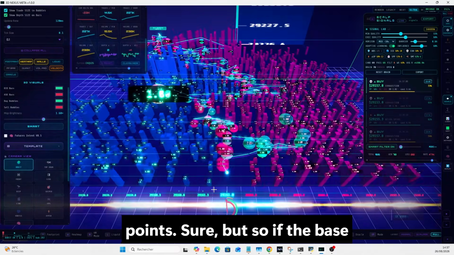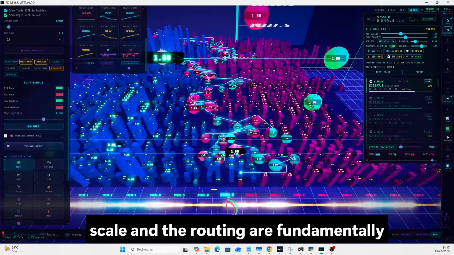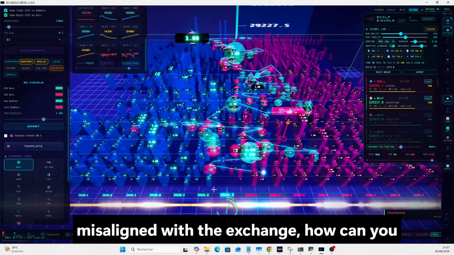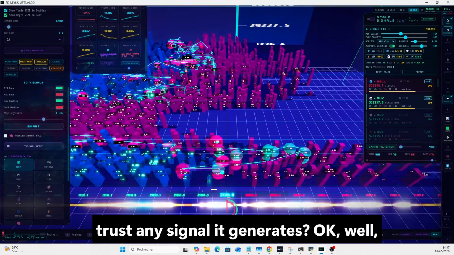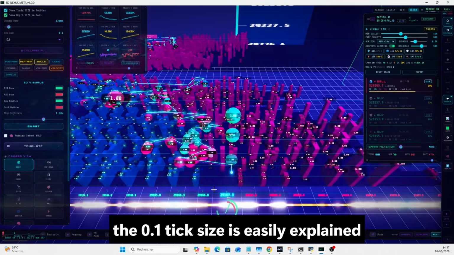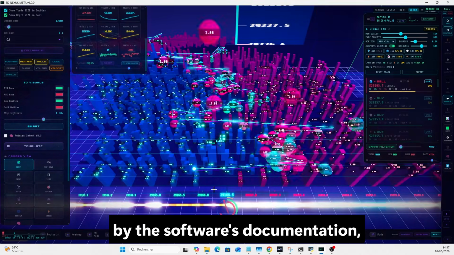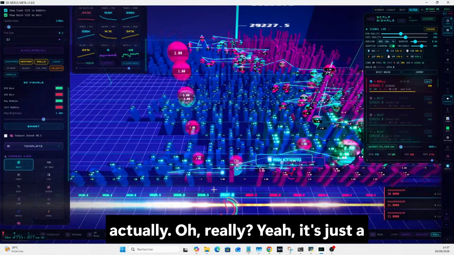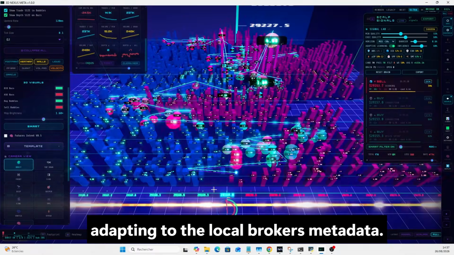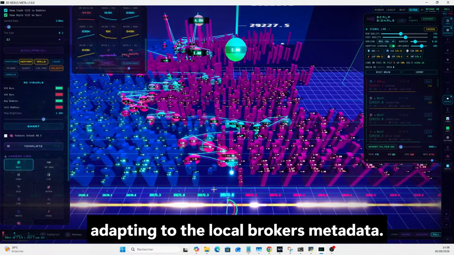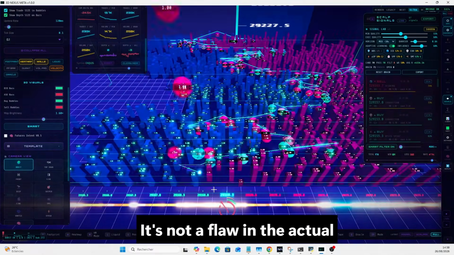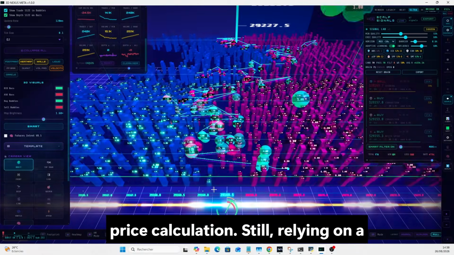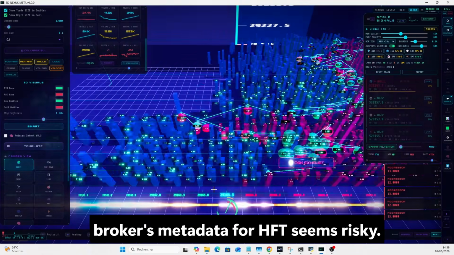Sure, but... So if the base scale and the routing are fundamentally misaligned with the exchange, how can you trust any signal it generates? Okay, well, the 0.1 tick size is easily explained by the software's documentation, actually. Oh, really? Yeah, it's just a visual grid resolution setting. It's adapting to the local broker's metadata. It's not a flaw in the actual price calculation. Still, relying on a broker's metadata for HFT seems risky.